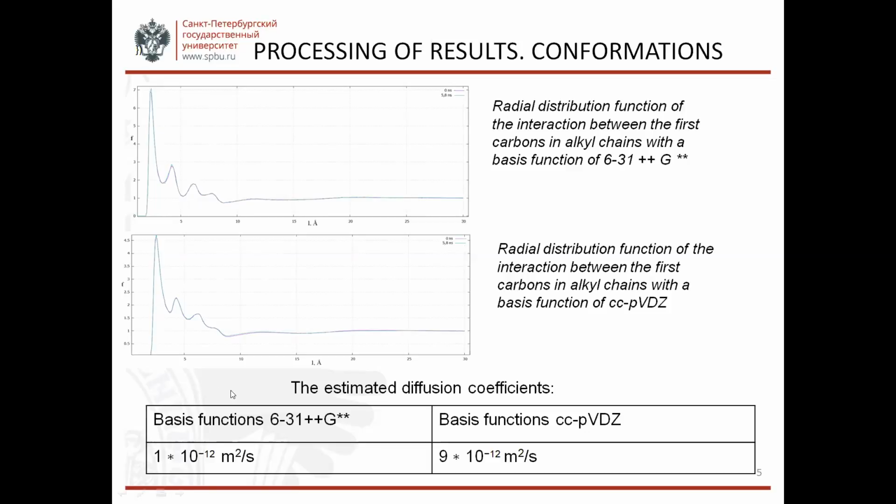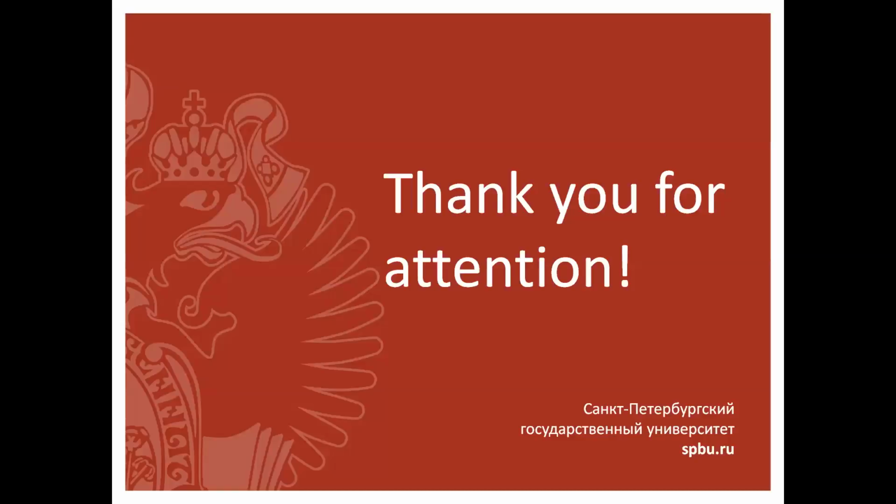The estimated diffusion coefficient was also determined in a system with a charge distribution of 6-31++G. It is of the order of 1 multiplied by 10 to the minus 24, while in our system it has a higher order. Thus, the system with basis function cc-pVDZ is more correct. Thank you for your attention. I am glad to answer in the poster session.